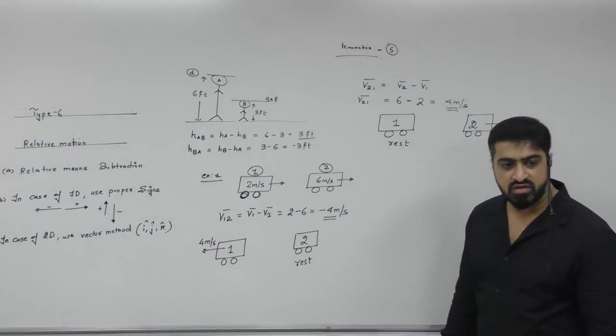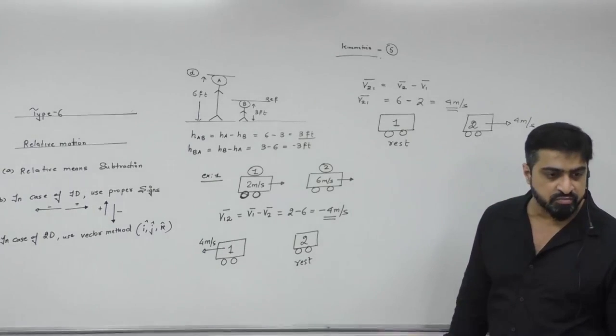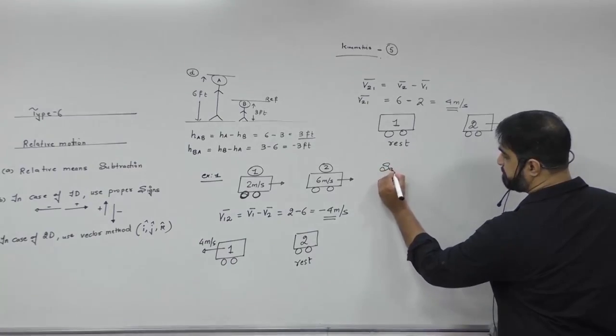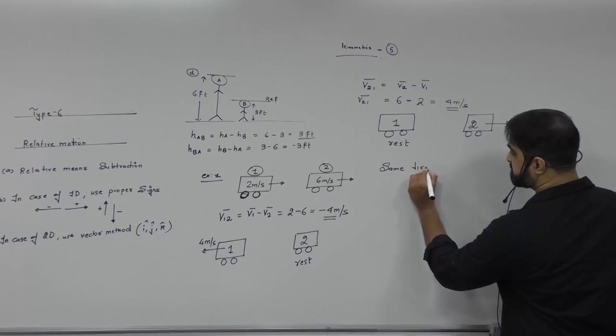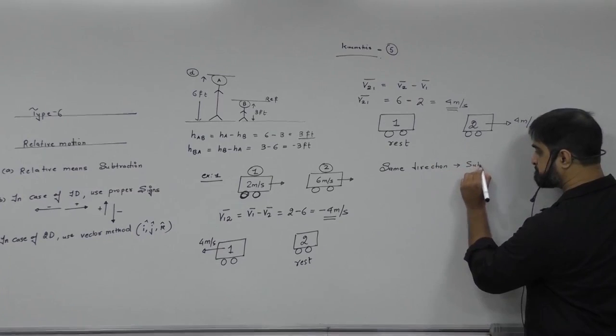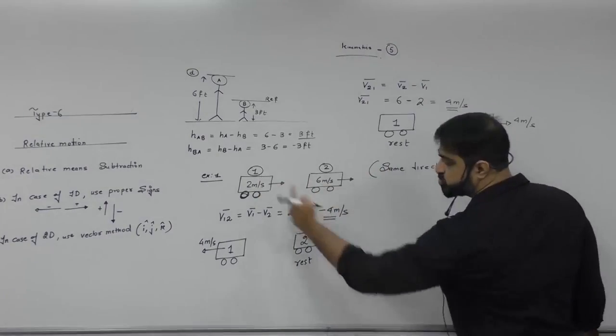Were the cars traveling in the same direction or in the opposite direction in the original diagram? Same direction. Always remember the concept. Same direction, subtract. 6 minus 2 is what? 4.